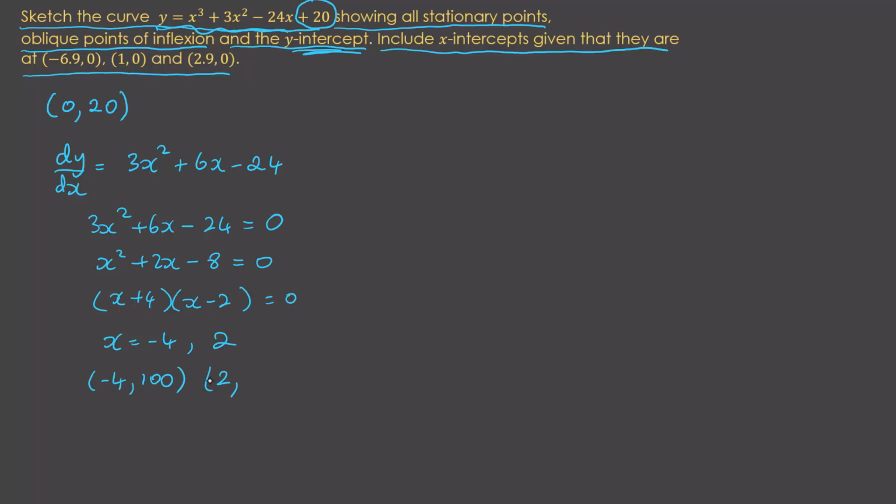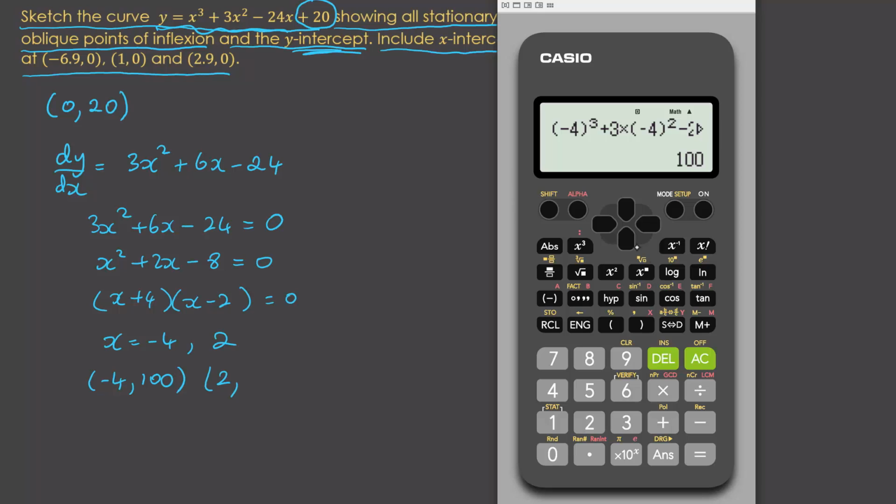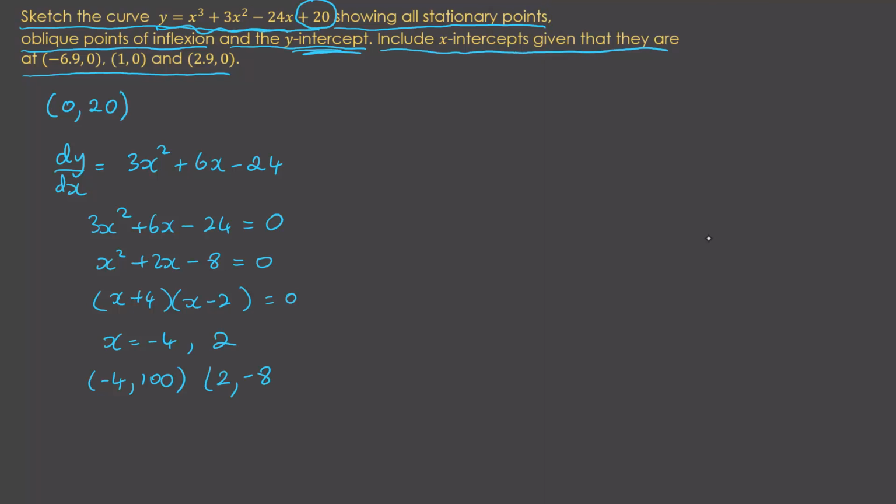And then for 2, I could just go back and edit this. So I just need to change the negative 4s into 2s. And finally, this one over here. And that gives me negative 8. So those are the coordinates of our stationary points.